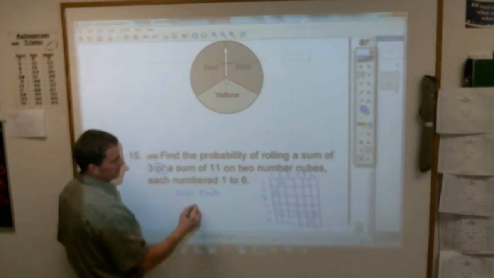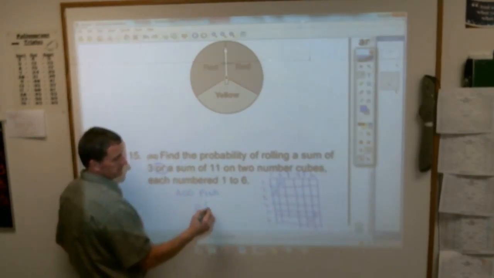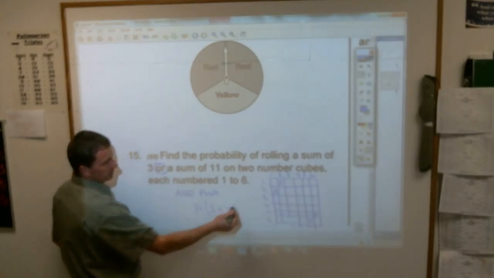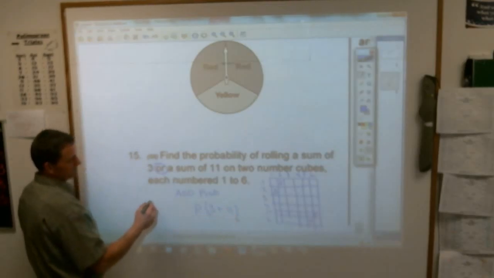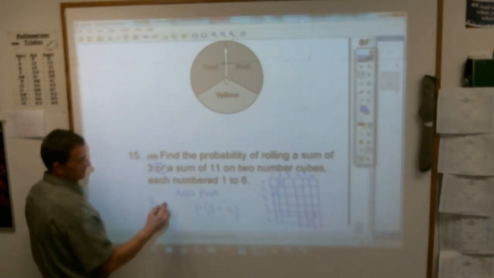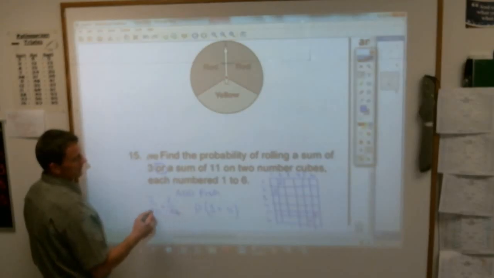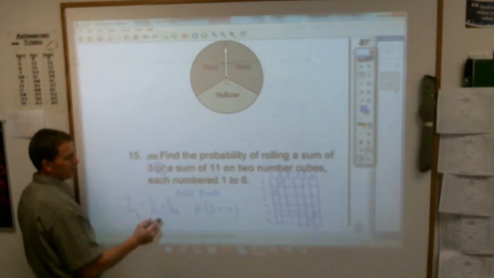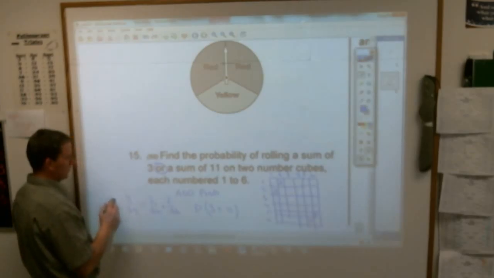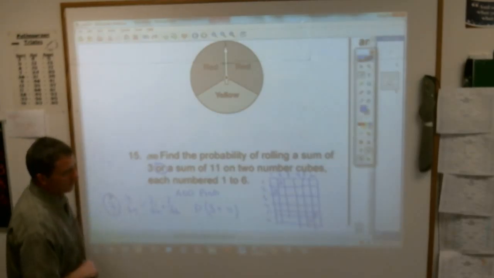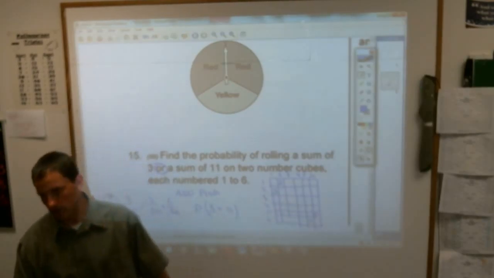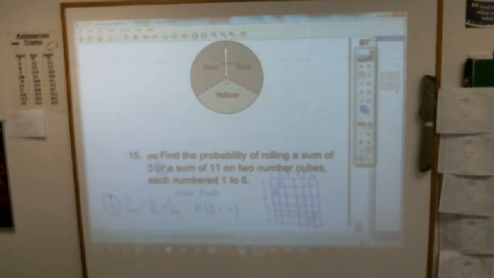So the probability of rolling a 3 plus the probability of rolling an 11. The probability of a 3 is 2 out of 36. The probability of rolling an 11 is 2 out of 36. So you get a total of 4 out of 36 probability, which is 1/9. 1 out of 9 times you should get a 3 or an 11. But I would have this little chart with you tomorrow when you take the test because it'll help you.